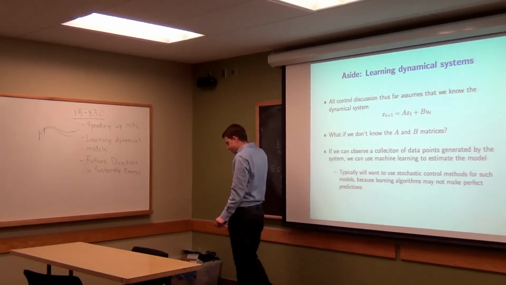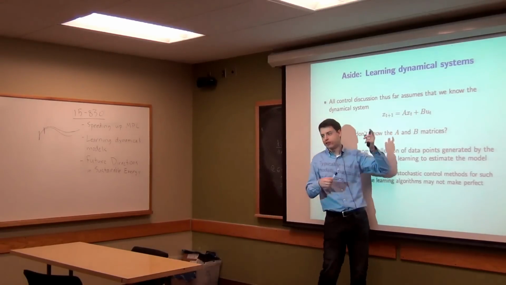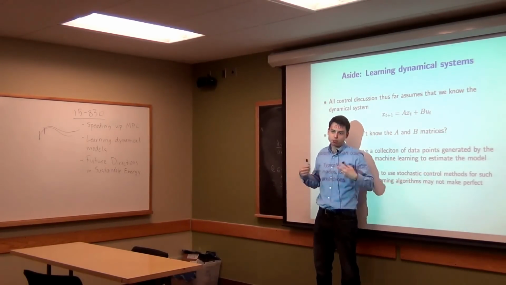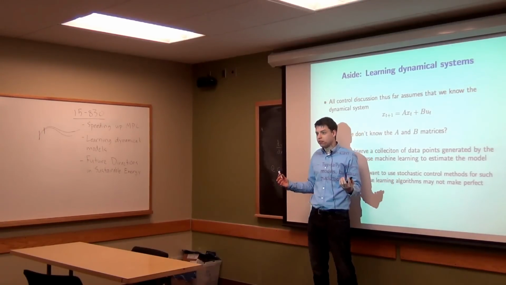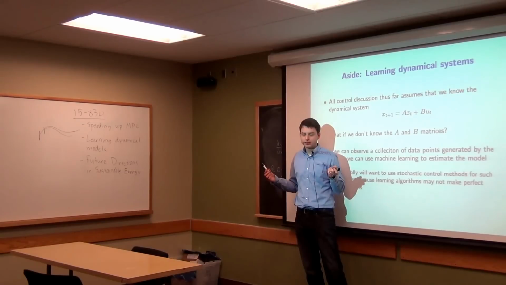So we've assumed these things are known, say by physical properties or something. But the reality is, a lot of times you won't know the model beforehand. You just have some data, and you won't know what model generated that data.